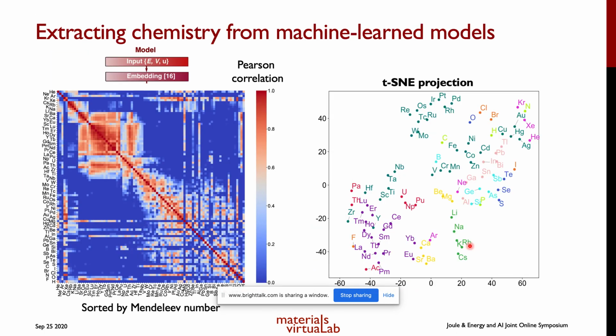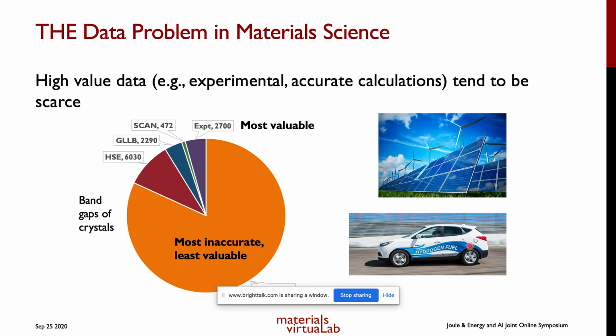So I'm going to skip past this slide, and I want to talk about a more recent development of our multi-fidelity graph, which is what we call the multi-fidelity graph networks. Let me talk about the data problem in material science, which is that high-value data, either experiments or accurate calculations, tends to be very scarce.